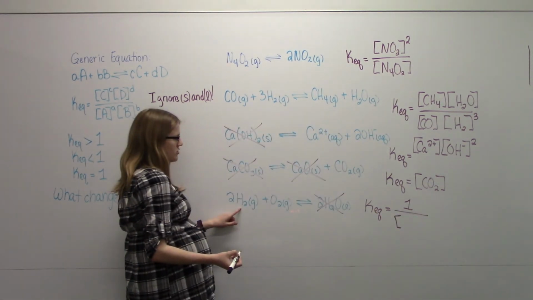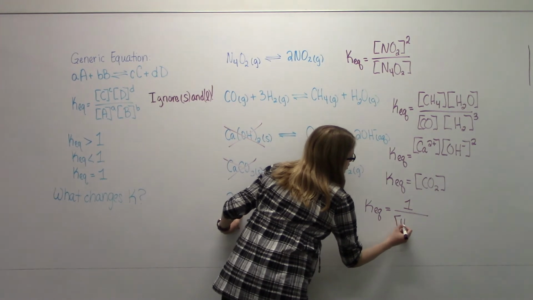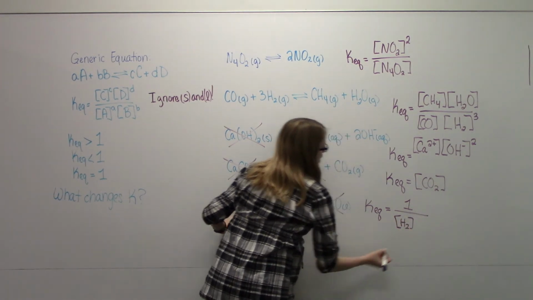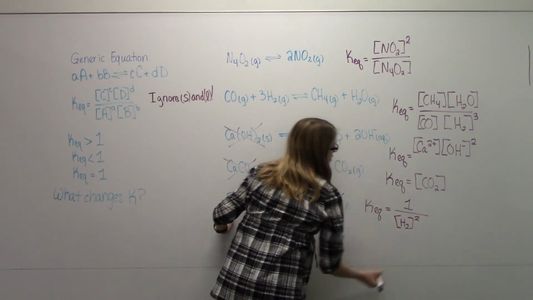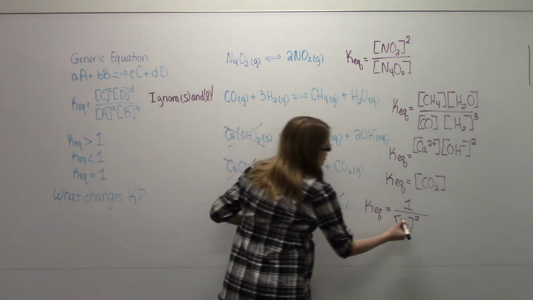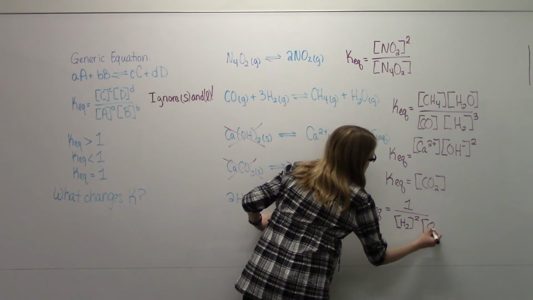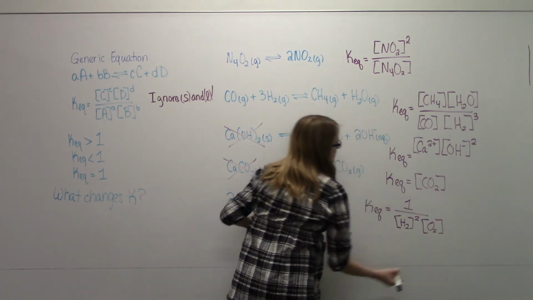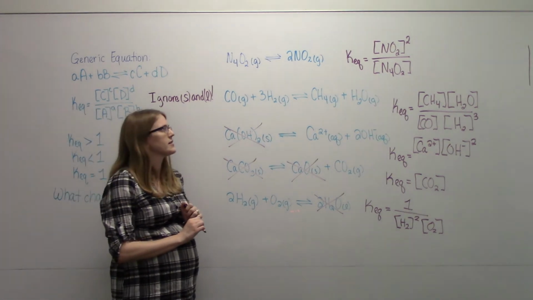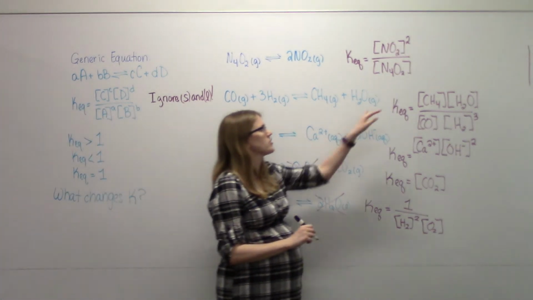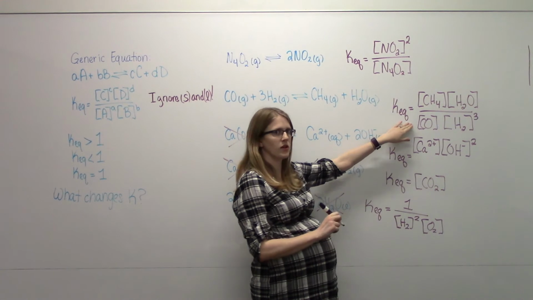Concentration of H2, and that exponent, the coefficient turns into an exponent, squared, times the concentration of O2. So what does this all mean? And really what it is, it's a ratio of the concentrations of the products over the concentrations of the reactants.